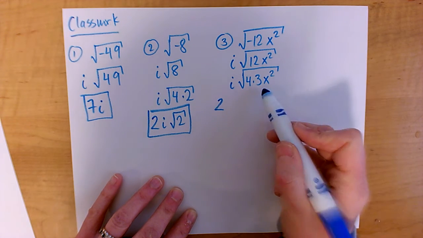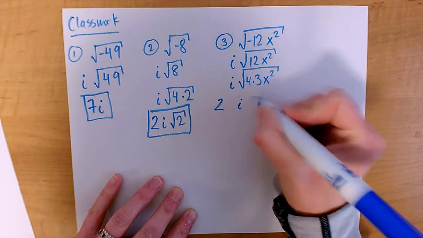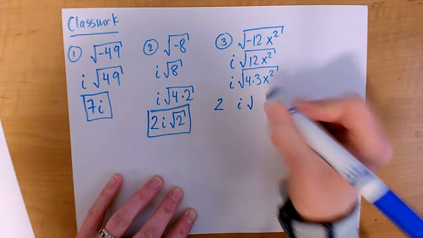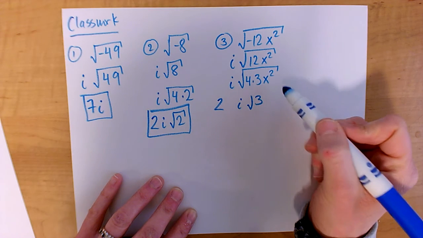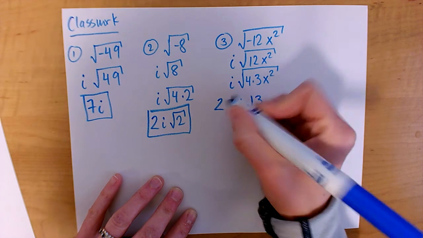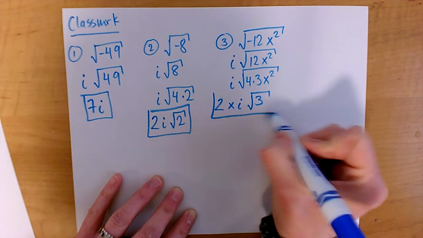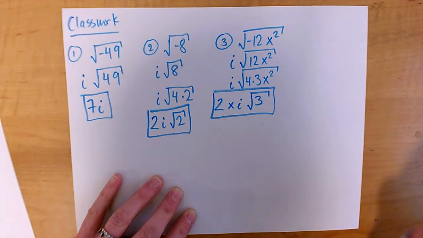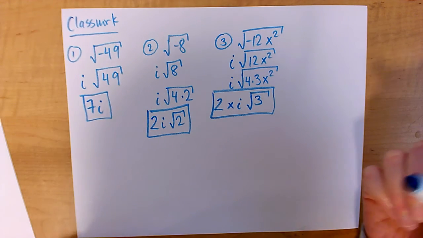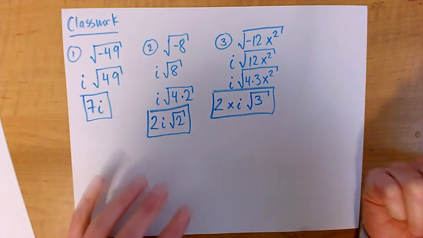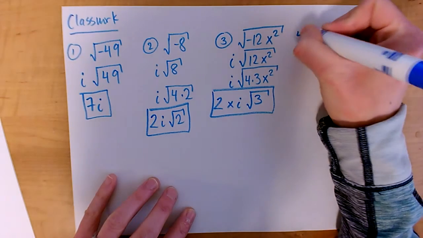So I'll have the 2 out there. I'm going to have the i. I can't take the square root of 3, so I'll leave that on the inside. The square root of x squared is x, so we can pull that out. Okay? And so your answer is 2xi root 3. So these answers, if they've got variables in the problem, the answers can also include variables.